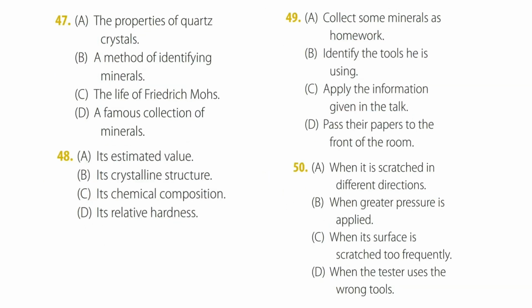Questions 47 through 50. Listen to a lecture in an earth science class. Today I'd like to explain the Mohs scale, used in what is called the scratch test. This scale is based on the simple fact that harder minerals scratch softer ones. For example, a diamond scratches glass, but glass doesn't scratch a diamond. A quartz crystal can scratch a feldspar crystal, but not the other way around.